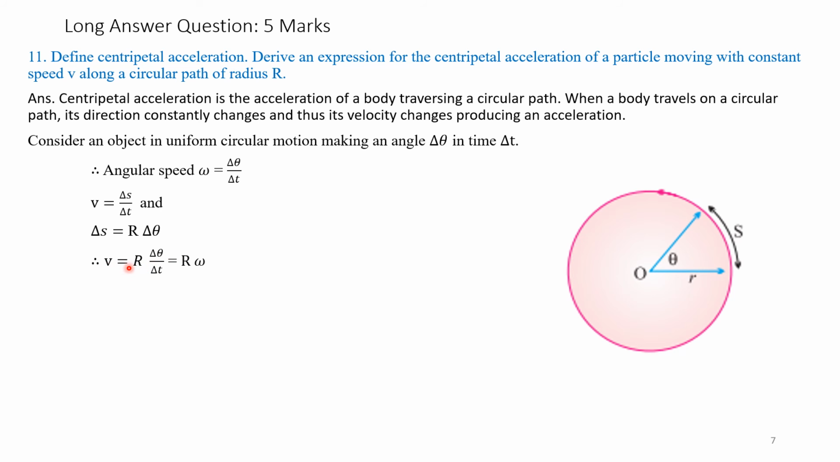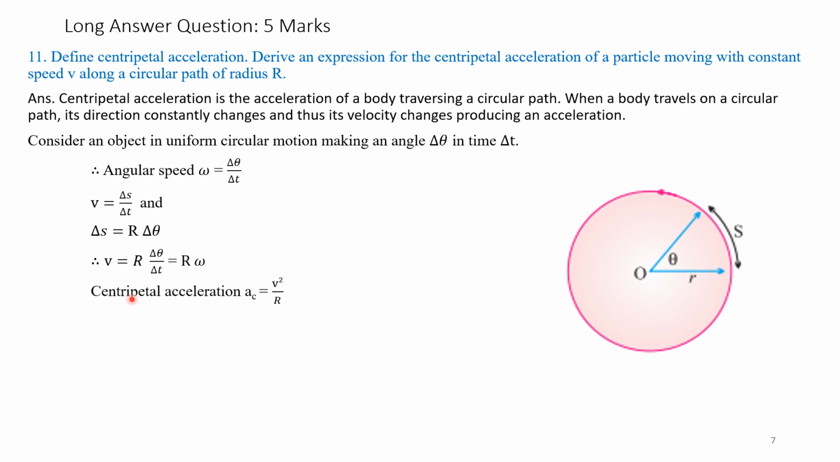Therefore, v is equal to r into delta theta by delta t. Substituting for delta s, we get delta s is equal to v into delta t. So, therefore, v is equal to r into delta theta by delta t, that is equal to r into omega, because delta theta by delta t is omega.